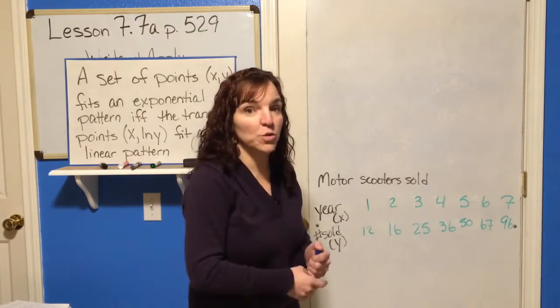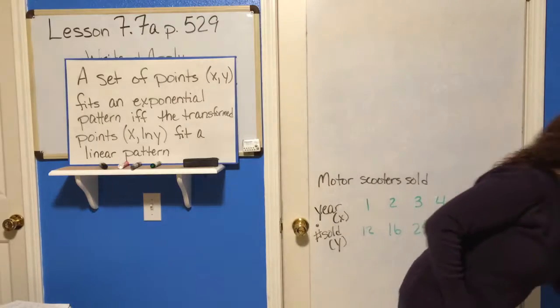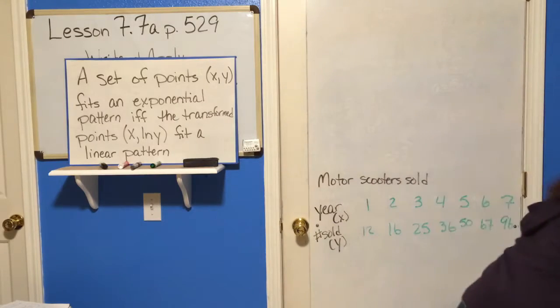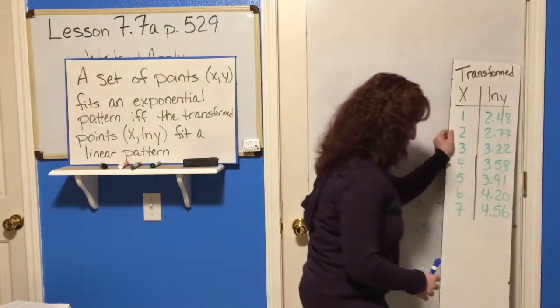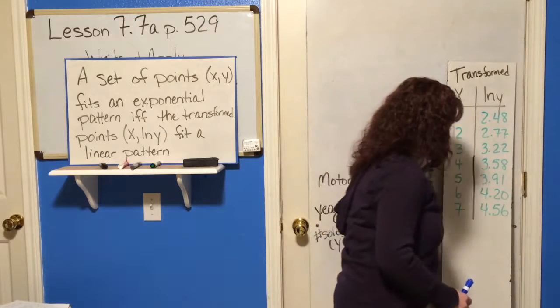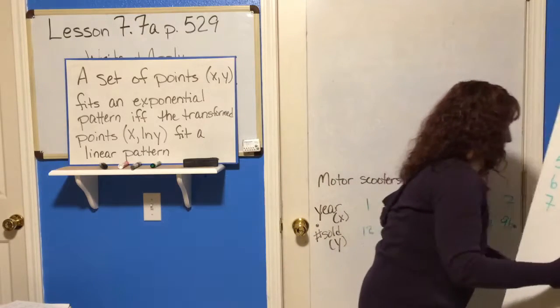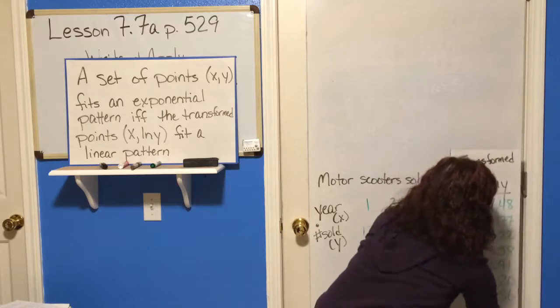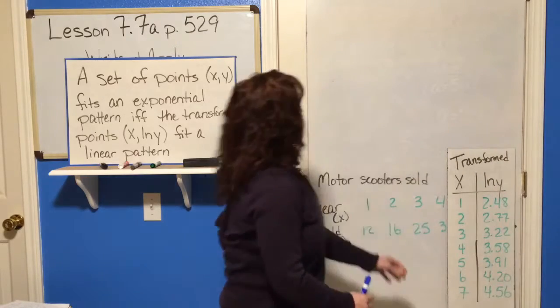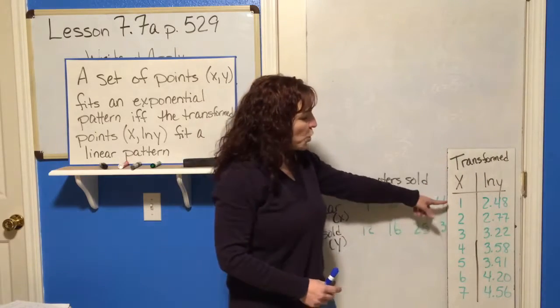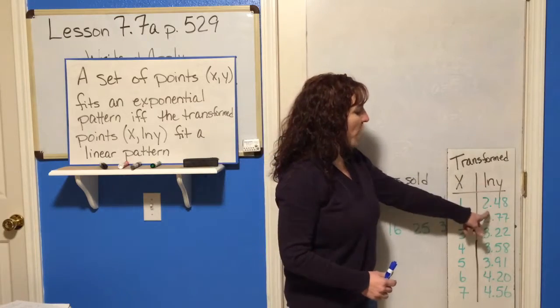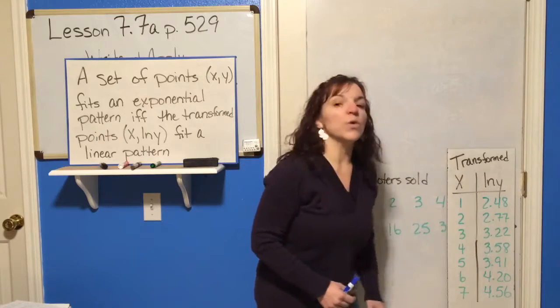Don't you come back if you didn't do it yet, because here's what I'm going to do. I'm going to show you. I already did it, and let's see if ours match. All right, so my transformed numbers are this. So in the first year, the natural log of y is 2.48, and so forth.